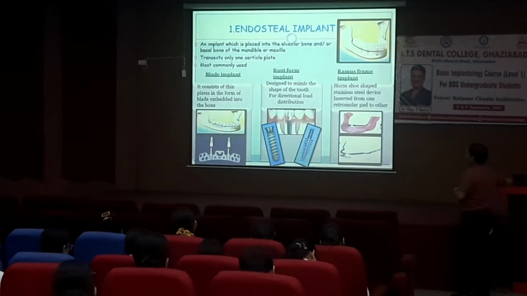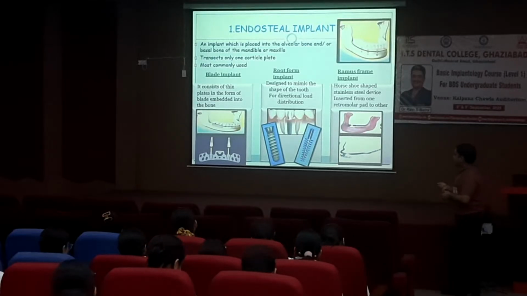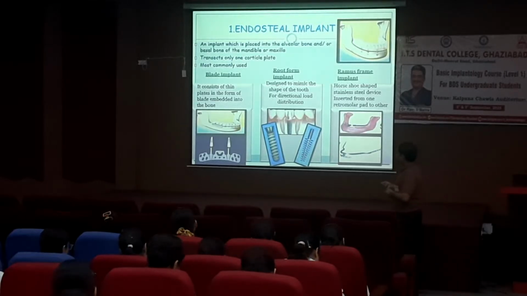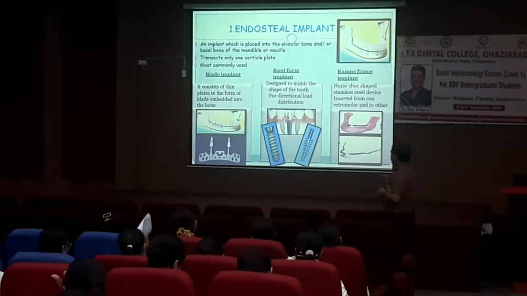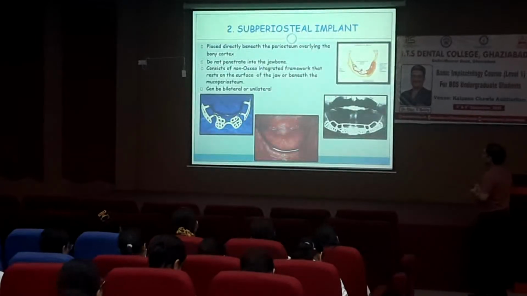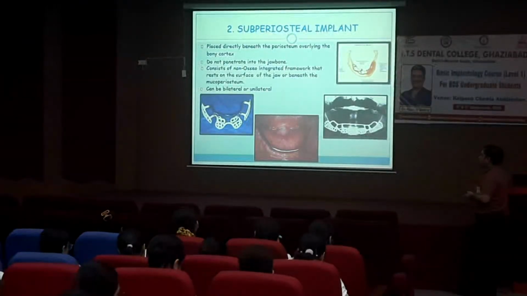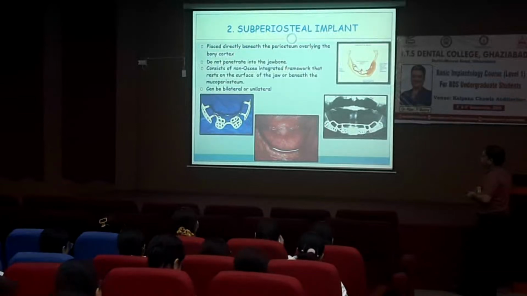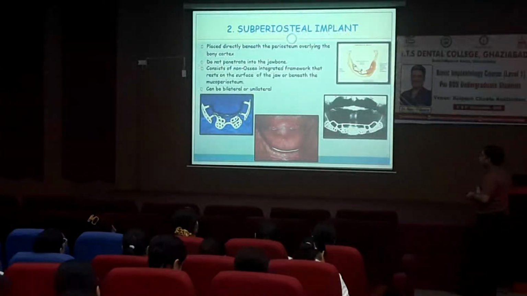Then the endosteal implant, just read out, it is a type of various blade form, root form implants. It's root form basically we are using nowadays. It is designed to mimic the shape of the tooth, with directional load distribution. So it is most commonly used nowadays. Second is subperiosteal. Beneath the periosteum, overlying the bony cortex, do not penetrate into the jawbone. Consists of a non-osseointegrated framework that rests on the surface of the jaw or beneath the mucoperiosteum, and can be bilateral or unilateral.